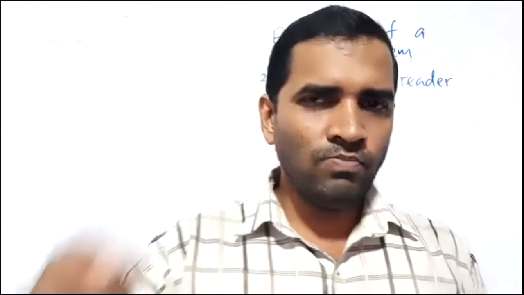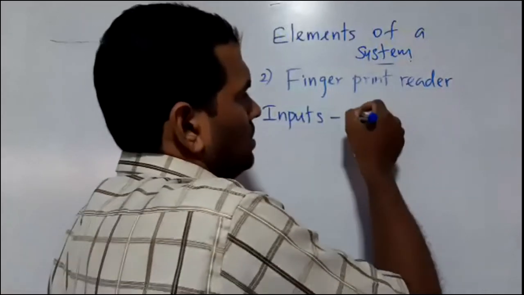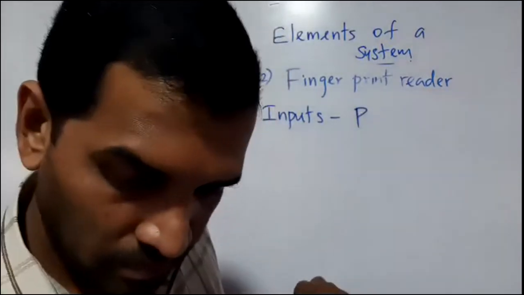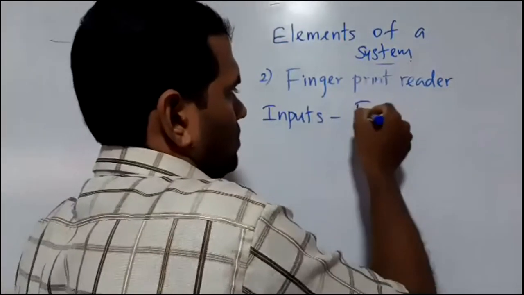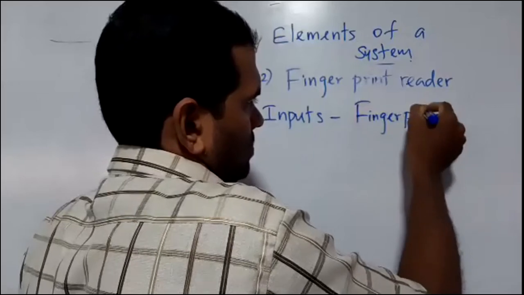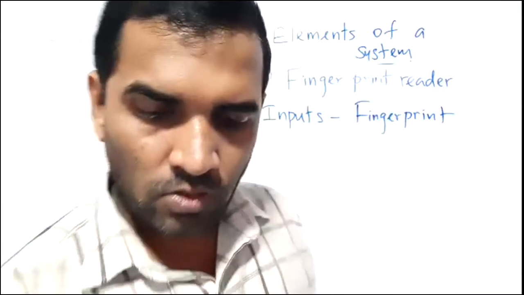Generally, that input must be a noun, right? Because that is the thing to be taken from the outside world. So in my previous example, see that ATM card, that PIN, everything is not a verb, right? It may be a noun. So here also, it is not good to say putting the fingerprint or placing the finger. So it is fingerprint, that's enough, right? So that is the only one input, fingerprint. Right, so we don't need to input many things in fingerprint reader. Fingerprint is enough, right?